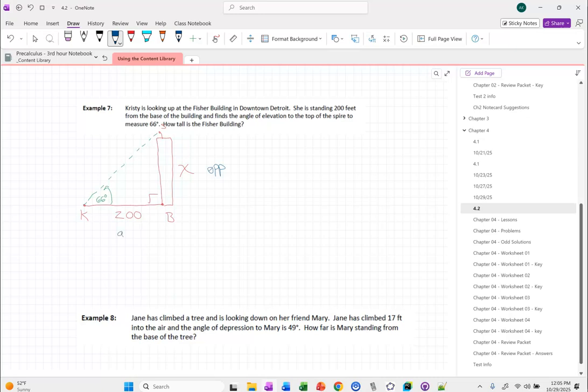Opposite and adjacent. Which trig function should I be using? Tangent. So I can say tan of what angle? 66. Tan 66 is equal to 200 over x. Wait, tangent is opposite over adjacent, so it should be x over 200. Everybody feel good so far? To get the x by itself, what do I need to do? Multiply both sides by 200.